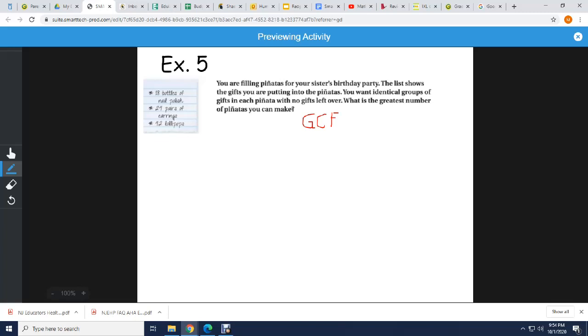And that would tell me how many of each of these gifts I could put into each of the piñatas and still have nothing left over. So the greatest number of piñatas I can have. Right? So I can do the same thing I was doing before, but now with 3 numbers. 18, 24, and 42.